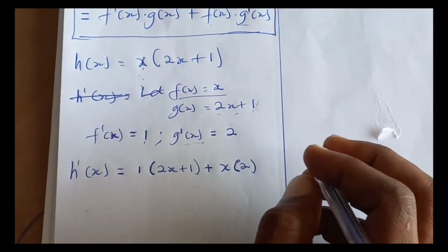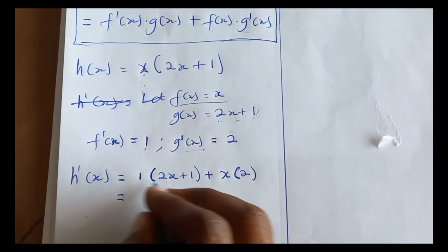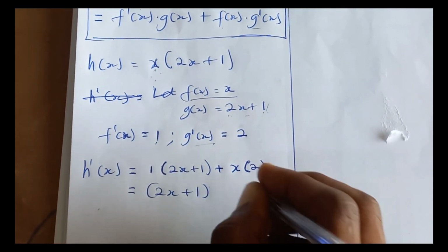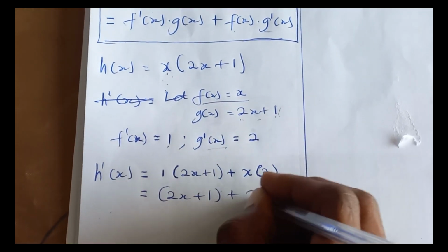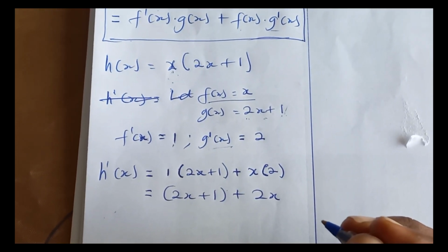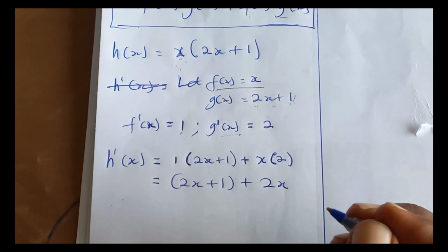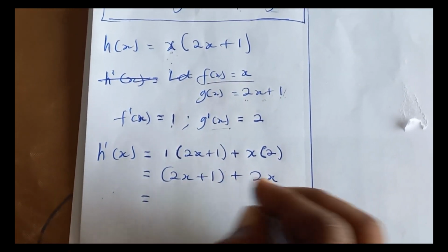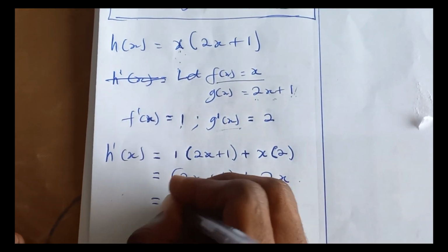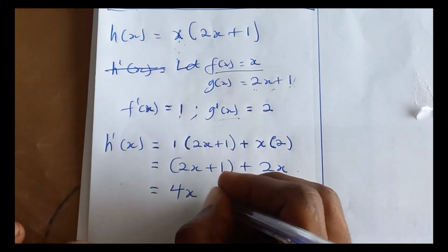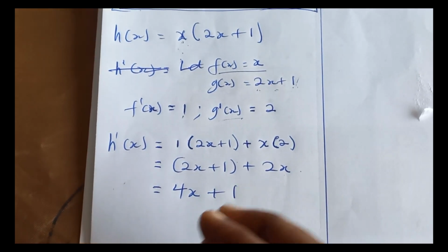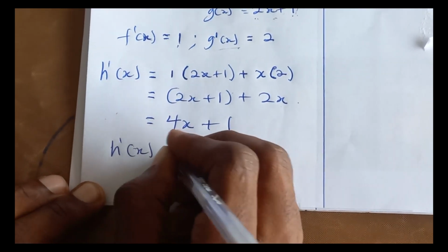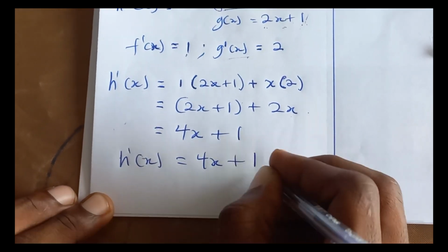So now we have to simplify this. So 1 times what is in the bracket, we are getting the same thing, which is 2x plus 1, plus x times 2 is 2x. So we are going to get 2x plus 2x, we are getting 4x plus 1. So now we can say that our h prime of x is equal to 4x plus 1.